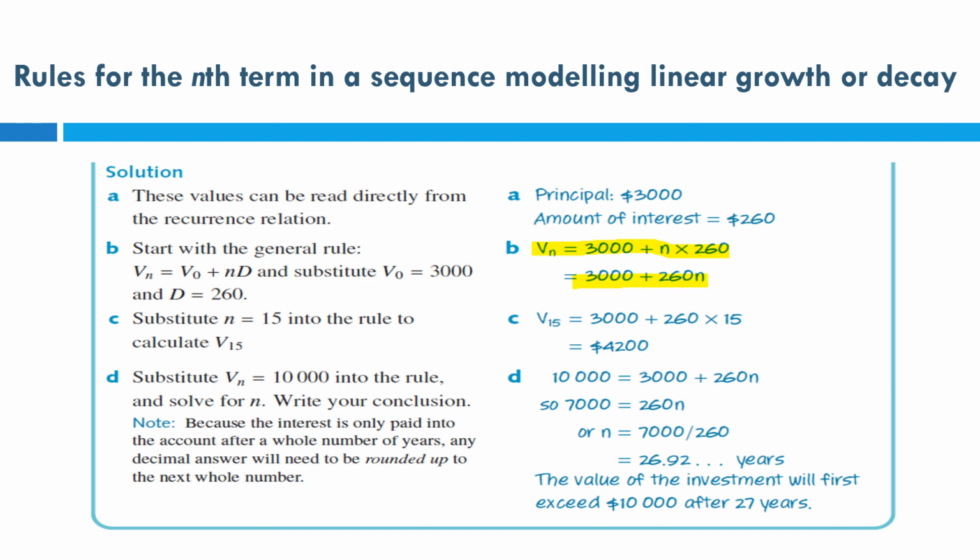Right, so for 15 years, which the question was asking us for, Miss, so we just put in V15 equals, and we write out 3,000 plus 260 times 15, and that will give us 4,200. If you want to include brackets there around 260 times 15, you can do that as well.